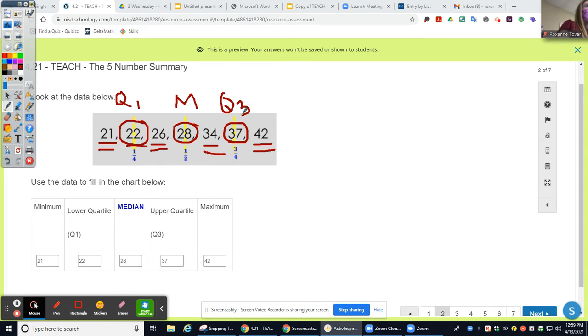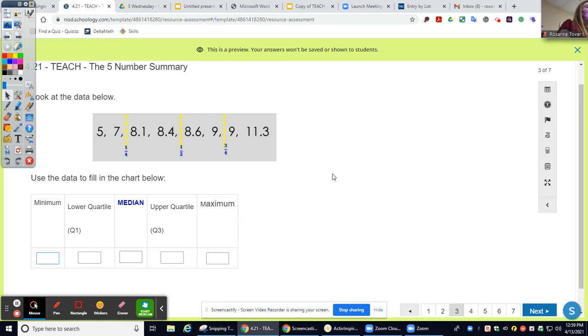And again, if you notice, we broke the data up by fourths. So 22 represents the 1/4 point of our data. The median, which is half, is 28, and our quartile 3 would be 37. Okay.